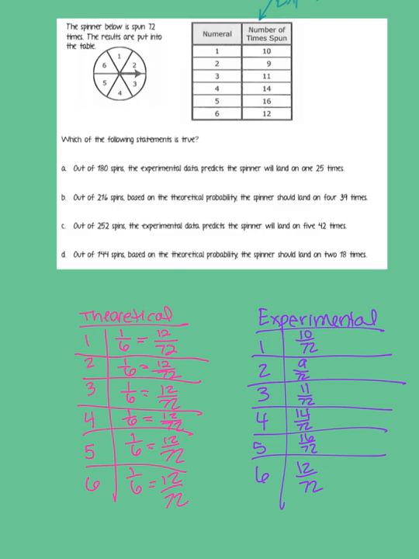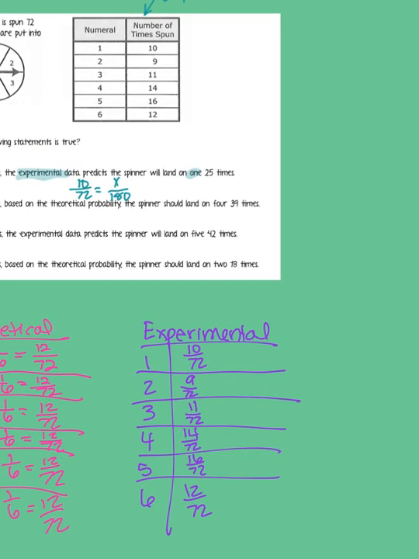Which of the following statements is true? Out of 180 spins, the experimental data, so we're talking about using experimental here, predicts the spinner will land on 1 25 times. So let's look at what happened in the experiment with 1. We had 10 out of 72. So it wants to know, what if there was 180 times? Okay, so I want to know, is this true? So I'm going to solve it as a proportion. Now, let me kind of move over here so I have more room.